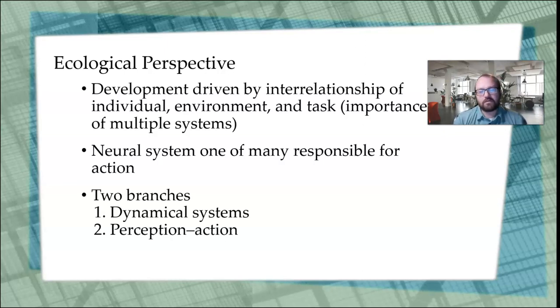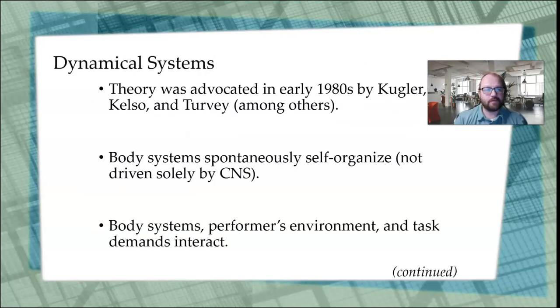So the one thing that I want you to also keep in mind is there are 2 branches. There's a dynamic and a perception action, which we'll talk about. Okay, dynamic. So this theory came out of the 80s. It said the body systems are spontaneous, self-organized, not driven only by the central nervous system. Body systems, performers, environment all interact.